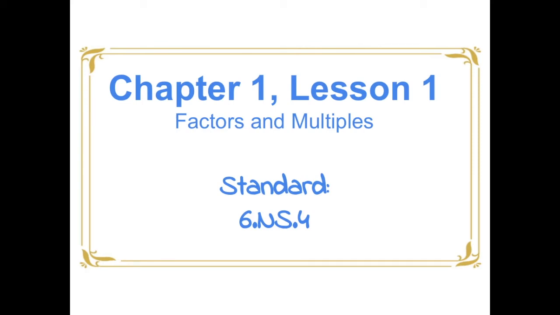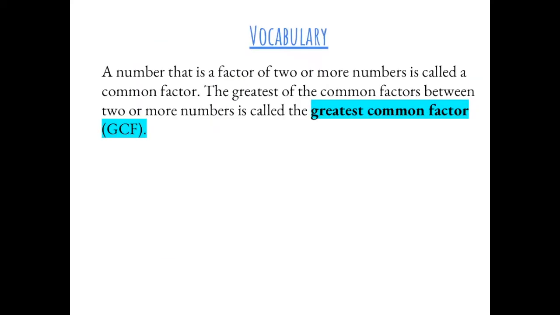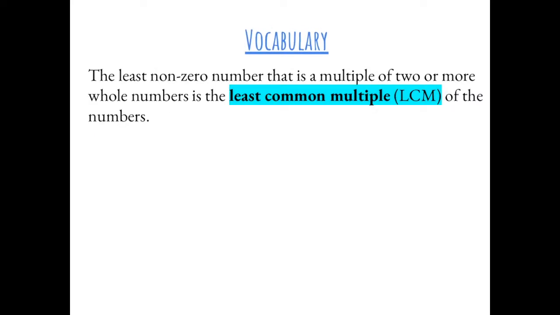Chapter 1, Lesson 1, Factors and Multiples. A number that is a factor of two or more numbers is called a common factor. The greatest common factor between two or more numbers is called the greatest common factor, or the GCF. The least non-zero number that is a multiple of two or more whole numbers is the least common multiple, or LCM, of the numbers.